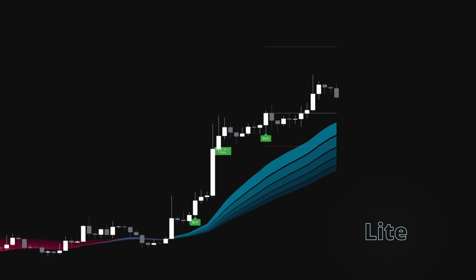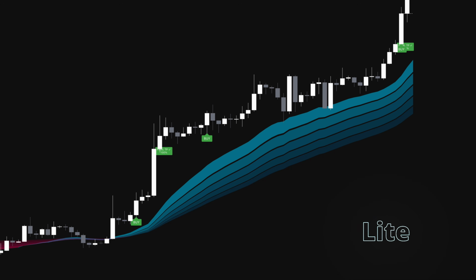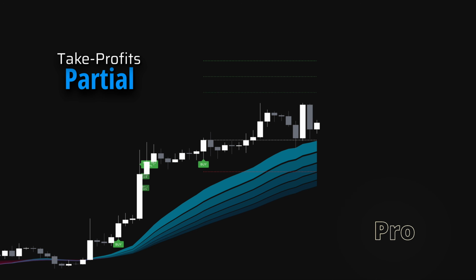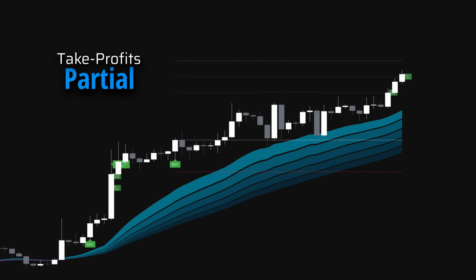Lite uses all or nothing exits. Price hits target, full position closes. Pro lets you scale out in stages like professional traders do. Enable partial take profits and you get 3 exit levels.